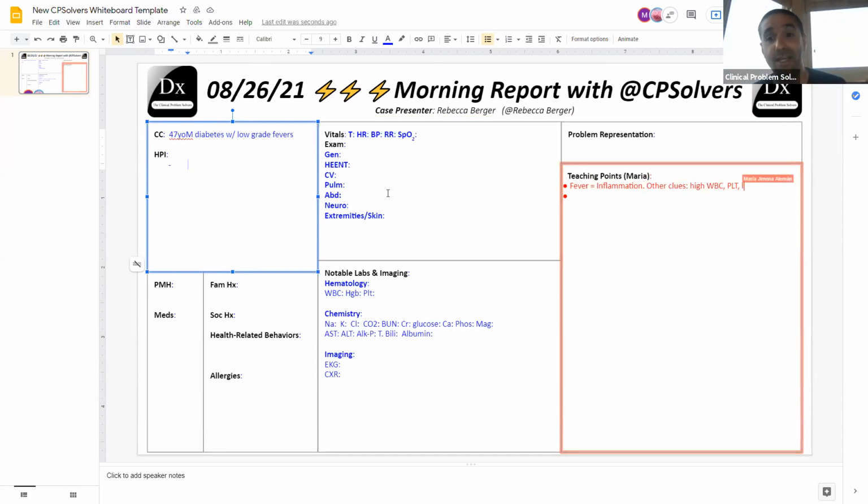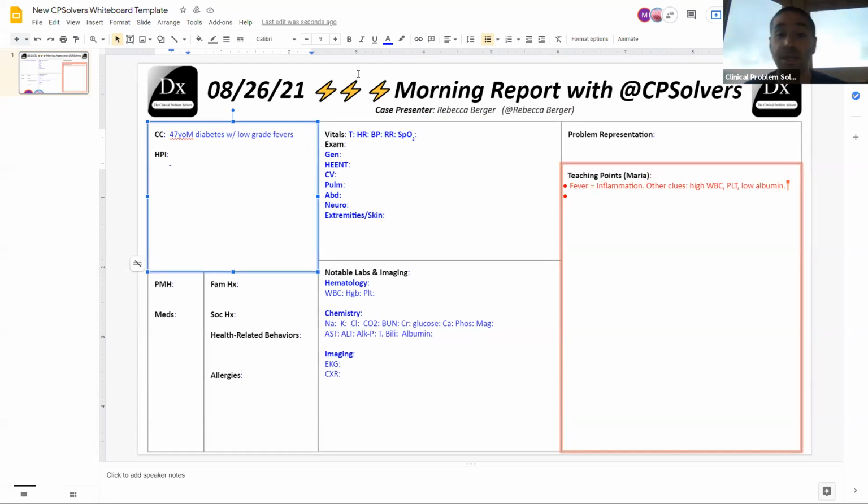So for example, a white count may be elevated because of the stress response of an acute myocardial infarction, which I saw yesterday. A high platelet count may be because of a myeloproliferative neoplasm without inflammation, or reactive to iron deficiency anemia. A low albumin may be simply nutritional, though rare. But fever is very specific to inflammation.